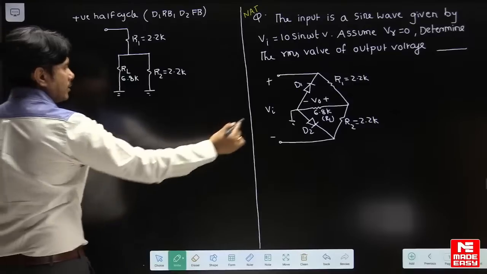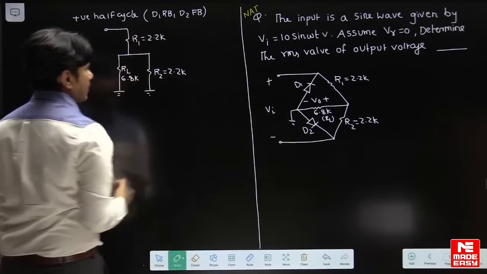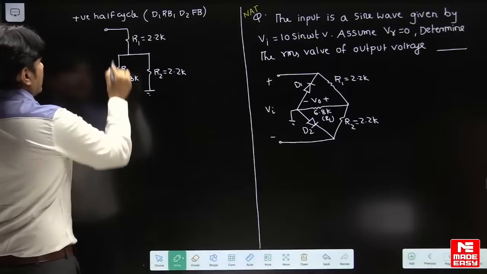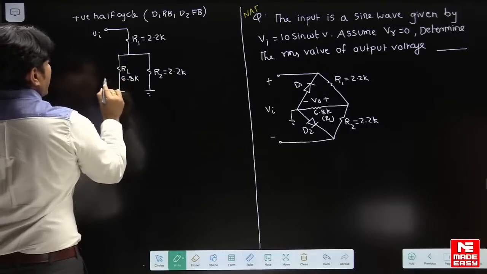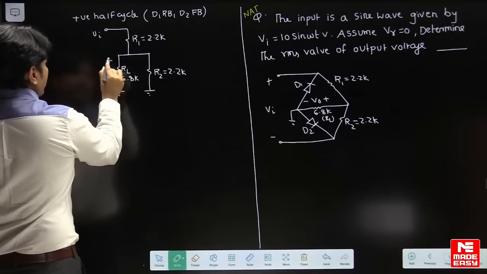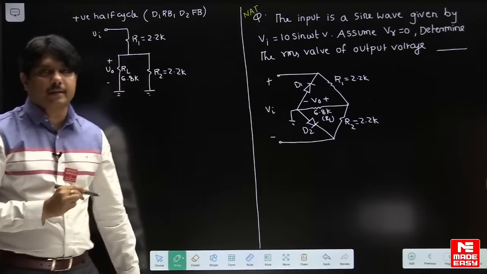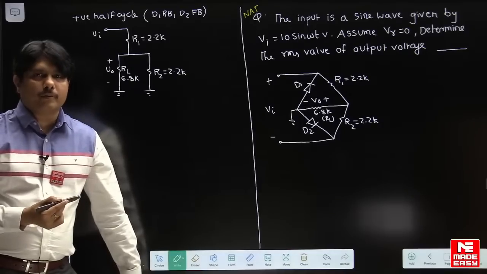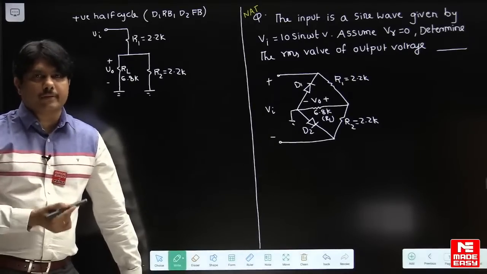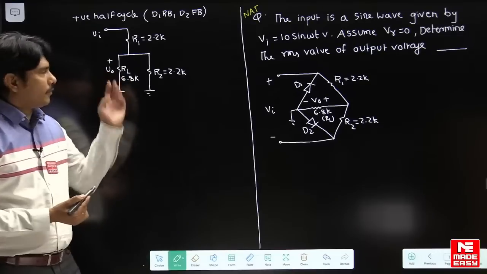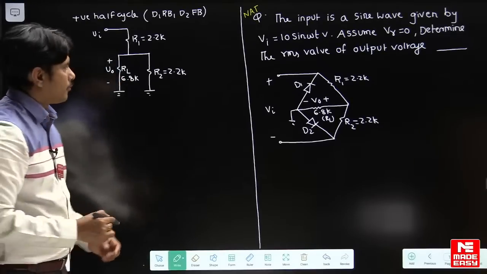Okay, these two are coming parallel and becoming ground. This is your input and output; we have taken V0 across RL. So this is the position of the circuit for the positive half cycle. If you want to find the output with respect to the input using network analysis, we can finish it off. Simply use the voltage division rule concept to find the output.